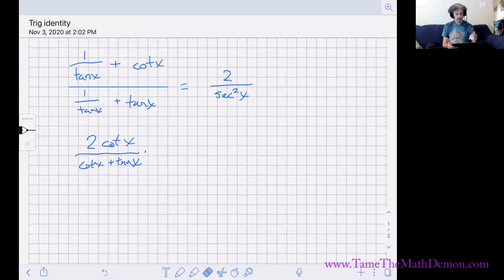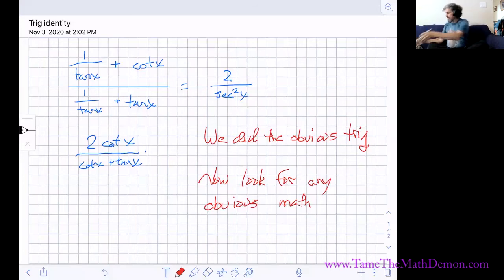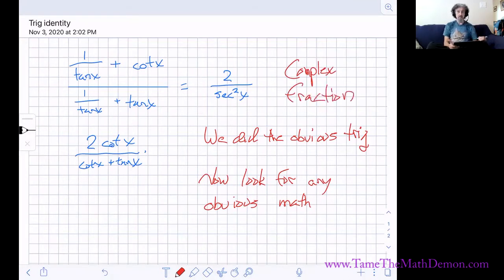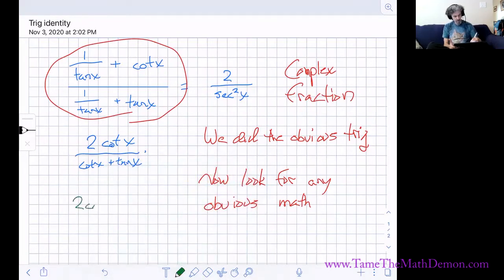So what next? Well, the next thing on my list of things to try is to look for any obvious math. And one thing I notice is that this up here is a complex fraction. And if you see such a thing as a complex fraction, you should simplify it. So I'm going to go back to this one up here, except I am going to leave that 2 cotangent x that I got in the numerator.